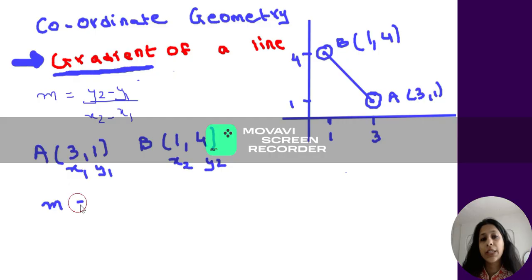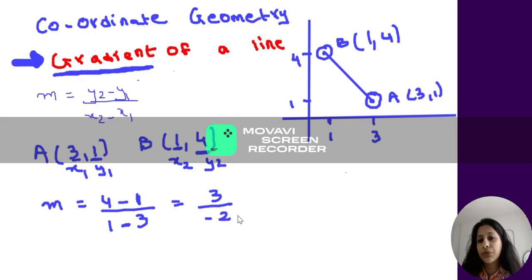Okay, so now the gradient is given by your y2, which in this case is 4, minus y1, that is change in y, 4 minus 1, upon the change in the x, that's x2, which is 1, minus x1, which is 3, right? So it becomes 3 upon minus 2. So the gradient of the given line is minus 3 upon 2 or minus 1.5.